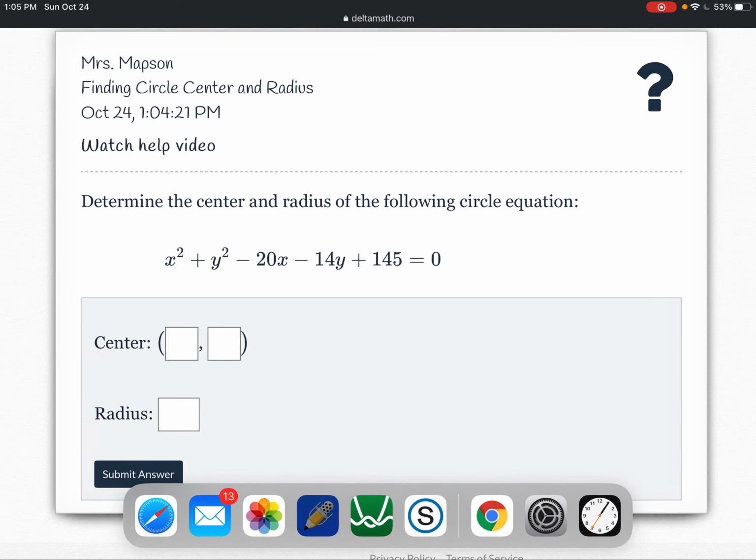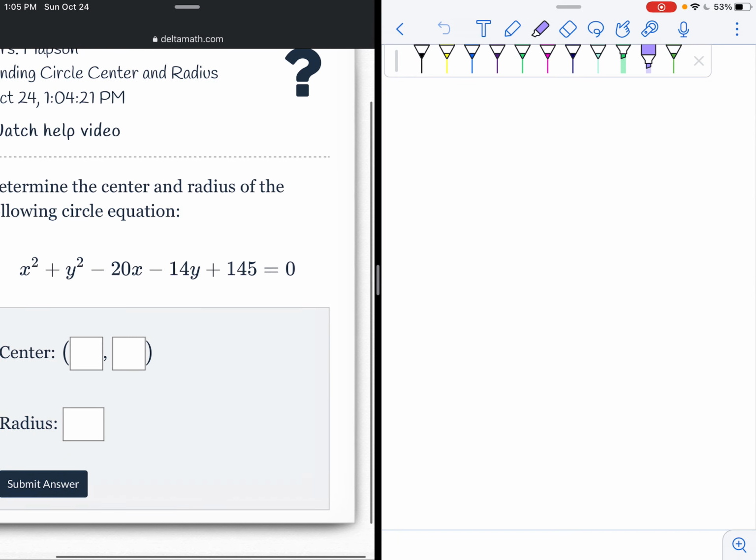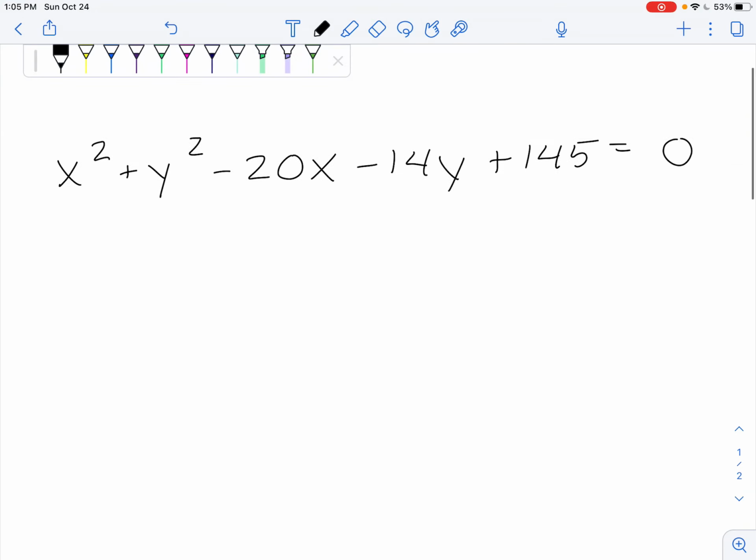So I'm going to just split my screen if I can here. There we go. Okay, so I'm going to copy the equation over first. Whoops, not with a highlighter because that wouldn't make sense. X squared plus y squared minus 20x minus 14y plus 145 is equal to 0. Okay, I'm just going to make this bigger so we can see it nice and big.